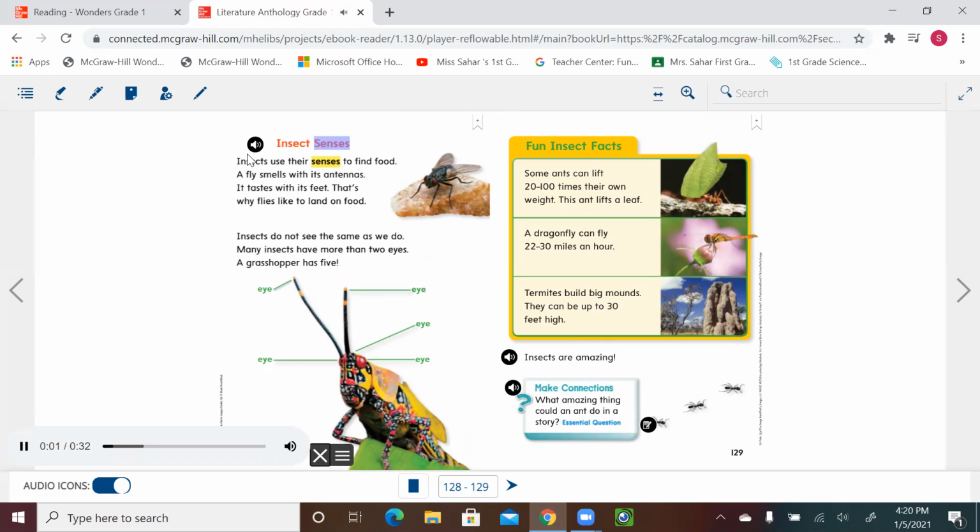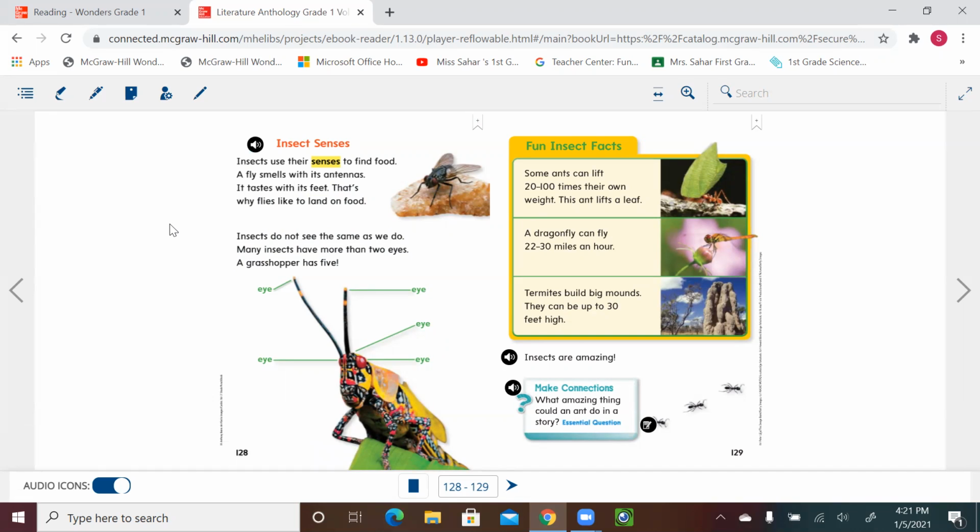Insect senses. Insects use their senses to find food. A fly smells with its antennas. It tastes with its feet. That's why flies like to land on food. Insects do not see the same as we do. Many insects have more than 2 eyes. A grasshopper has 5. Eye, eye, eye, eye, eye.